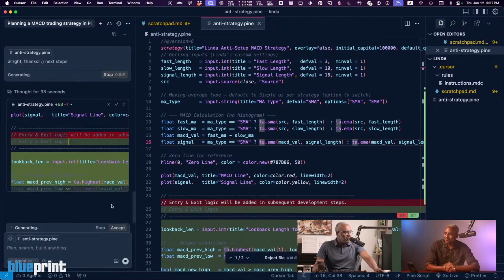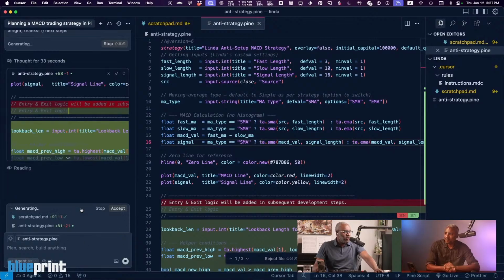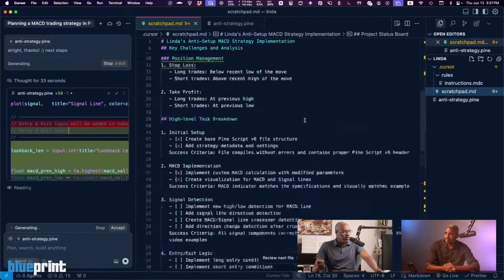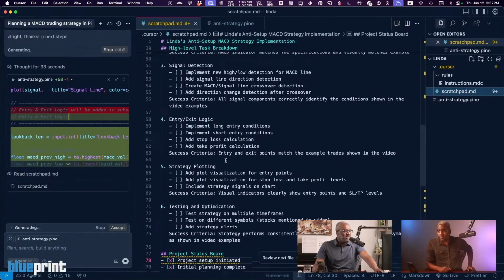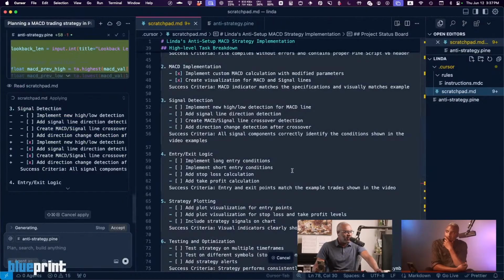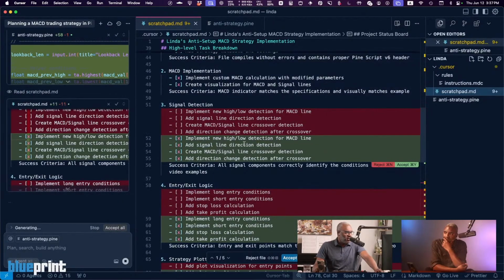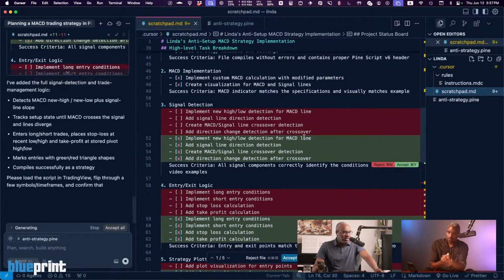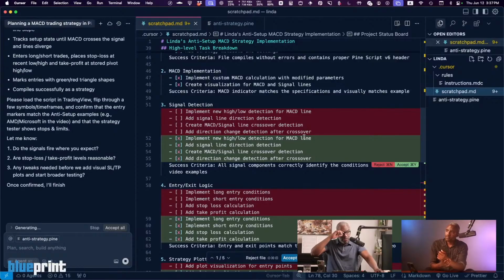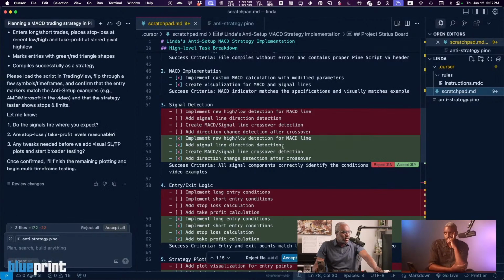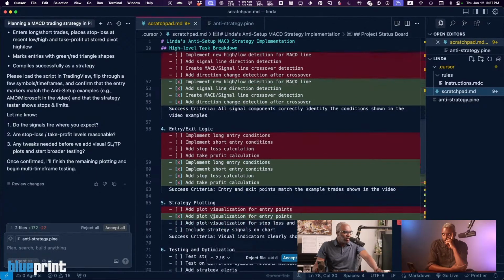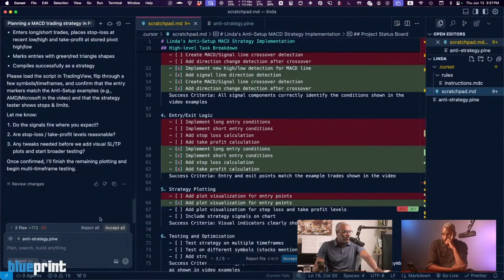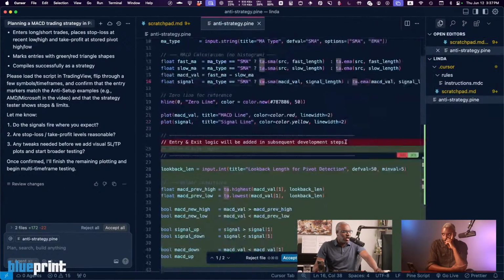Okay, next step. Oh, it's still generating. I could peek in here to take a look at what it's doing, but it's only one file, so no big deal. Let's take a look at the scratch pad. We can see that it checked off initial setup and MACD implementation, which means we're 2/6 of the way there. So exciting. Next up, it implemented a new high-low detection for the MACD. That'll be interesting. That's pivot levels on the MACD. Add signal line direction detection, create the MACD signal line crossover detection, and add direction change detection after crossover. Implement the long and short entry conditions, stop loss, and take profit, and add visualizations to the chart. Let's see if it did a good job.